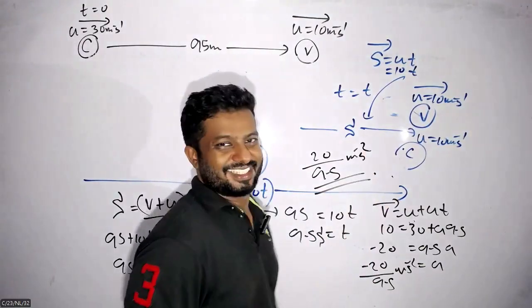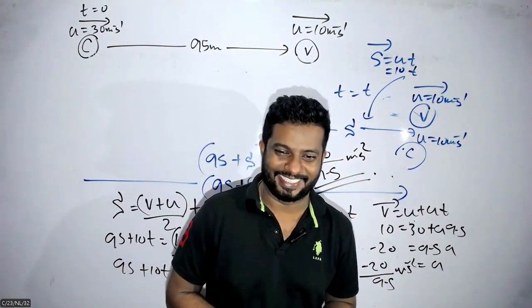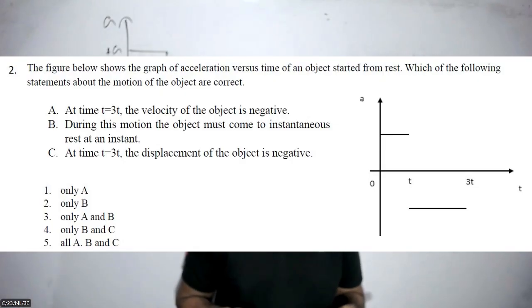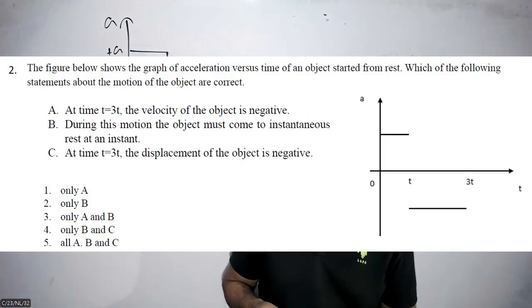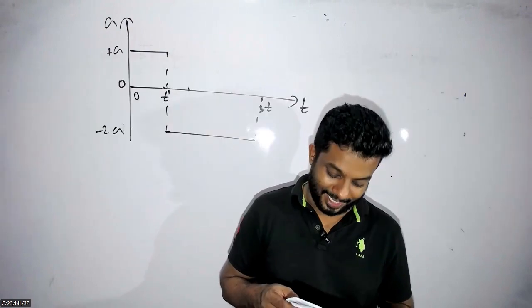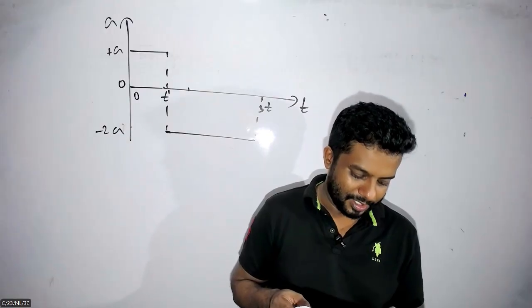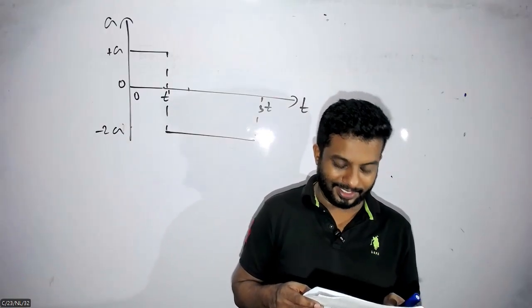Got it? Right. Let's see the next question. Let's see the answer for the second question. The figure below shows the graph of acceleration versus time of an object started from rest. Which of the following statements about the motion of the object are correct?